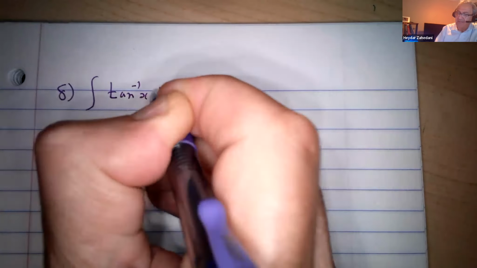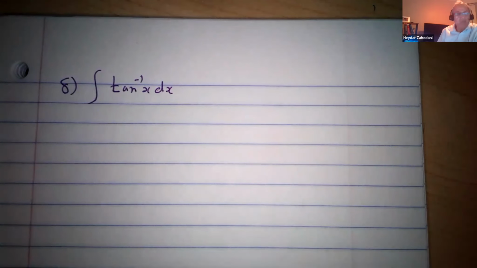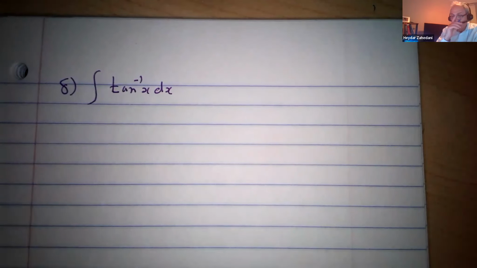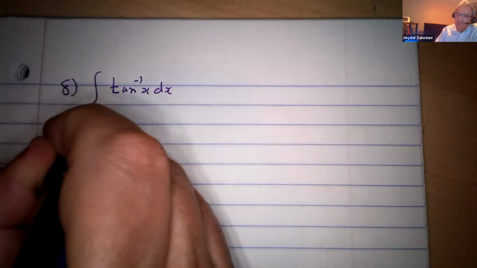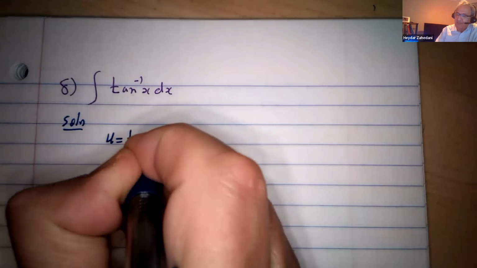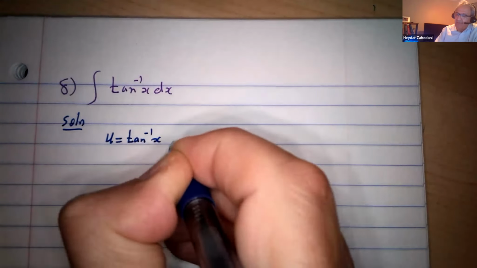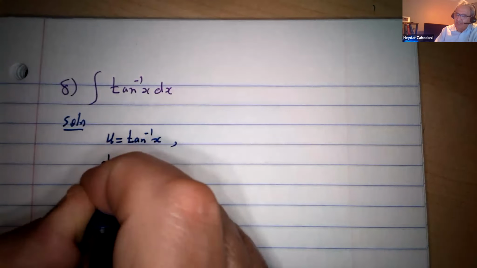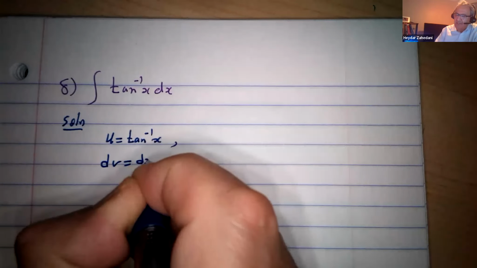The only method that you can use to integrate an inverse trigonometric function is integration by parts. So the choice is going to be unique. There is no table, no shortcut. Remember, you have to change this to u dv. You have no other choice: you have to pick u to be tan inverse. The leftover, dv, must be dx. It's the only choice that we have.